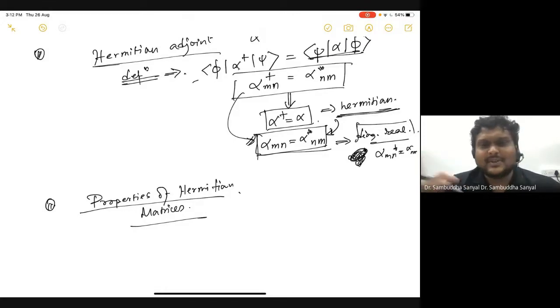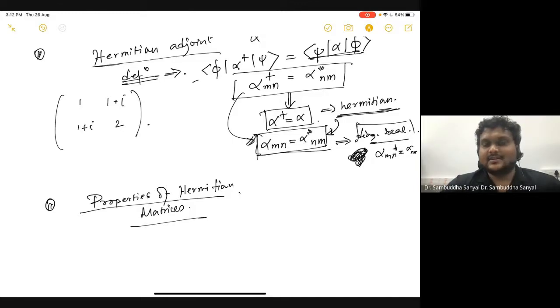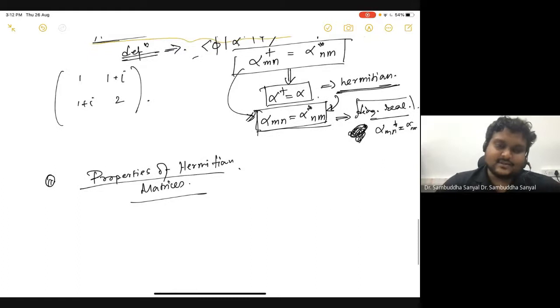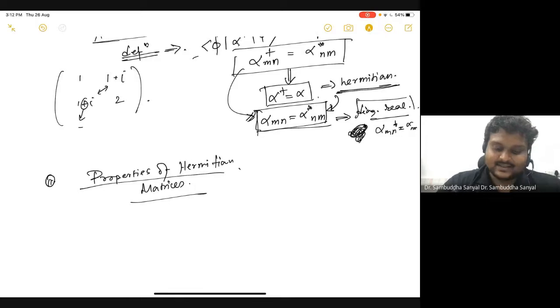Okay, so play with it a little bit. Go to Wikipedia, check some examples like that. So for example, if I say 1, 1 plus i, 1 plus i, 2, is this a Hermitian matrix or not? So do this kind of check. Okay, this is not, of course, because these are not conjugate pairs. If you take the conjugate, it becomes a totally different matrix. What you have to do to make it Hermitian is replace this plus by a minus, that sort of thing. Play with a little bit of examples.